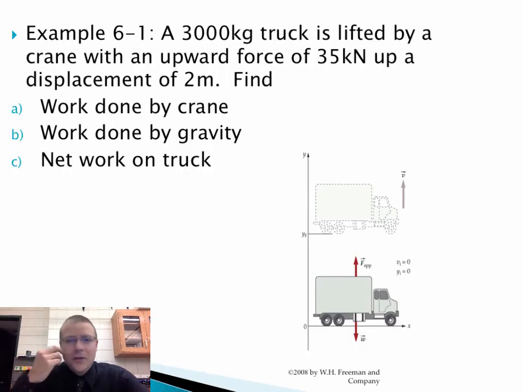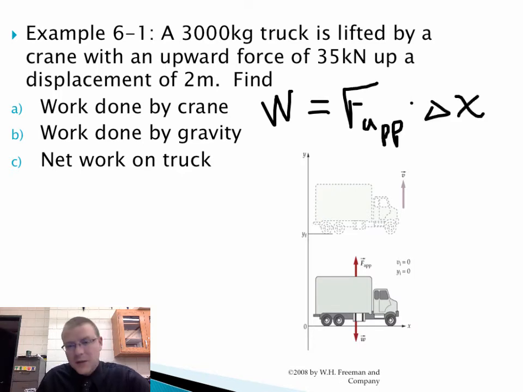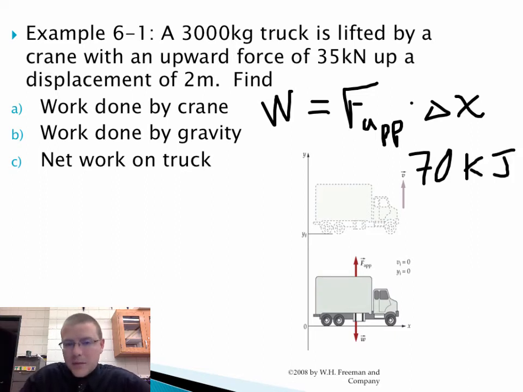So to do an example here, you've got a truck that's being lifted up by a crane. It's pulled up with an upward force of 35 kilonewtons, with total displacement of about 2 meters. So if you look at this, the object is at rest and is being lifted up by the crane. If I want to calculate the work done by the crane, work is going to be the applied force multiplied by the displacement. The applied force is 35 kilonewtons multiplied by 2 meters. It's going to give me 70 kilojoules. That's the work done by the crane.